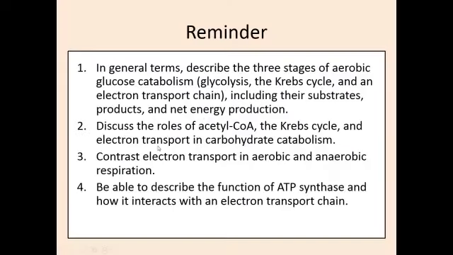So here is the reminder of what you need to get from this section. In general terms, describe the 3 stages of aerobic glucose catabolism: glycolysis, the Krebs cycle, and the electron transport chain. Oftentimes they include acetyl-CoA formation in the Krebs cycle. Include their substrates, products, and net energy production. Discuss the roles of acetyl-CoA, the Krebs cycle, and electron transport in carbohydrate catabolism. Contrast electron transport in aerobic and anaerobic respiration, which we just did, and be able to describe the function of ATP synthase and how it interacts with the electron transport chain.